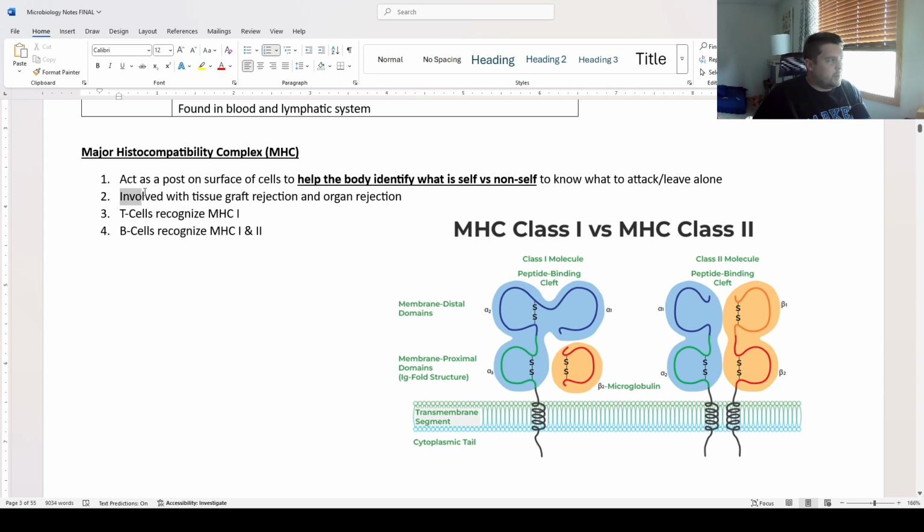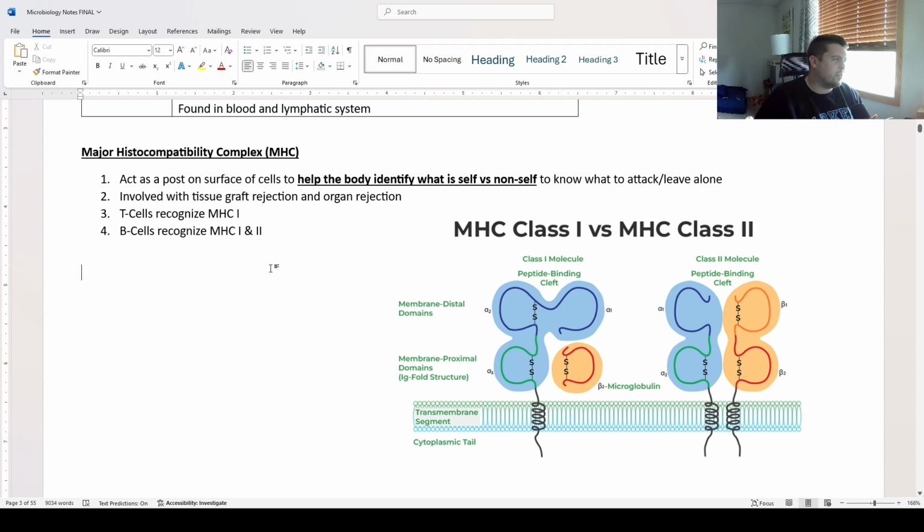The main question that we get asked about with MHC is when we have tissue grafts or organ donation or organ transplant, and suddenly we have a different type of cells, a different type of tissue, different type of cell inside of the body, and the body can tag it as non-self and begin to attack it. Specifically, the major histocompatibility complex type 1 is going to work with T cells, and then both of them work with B cells. That's as deep as we really want to go into all of that.